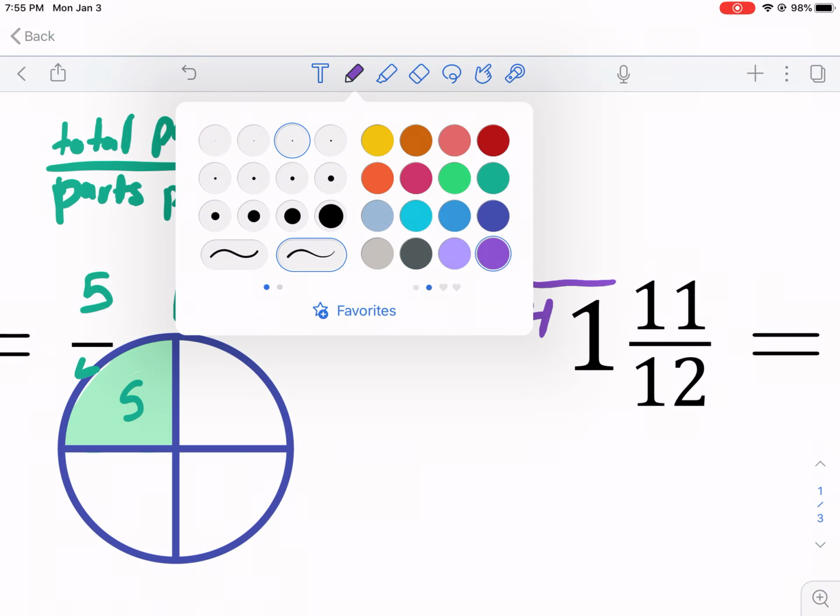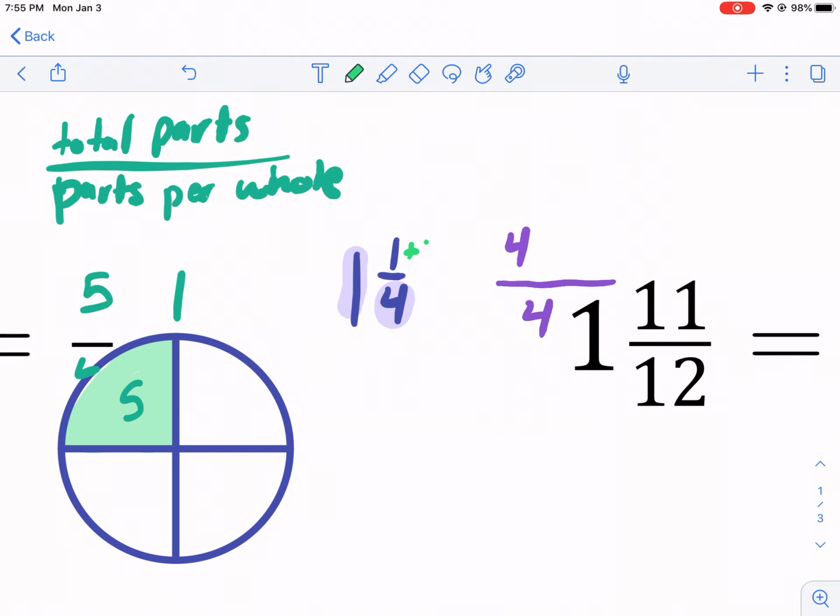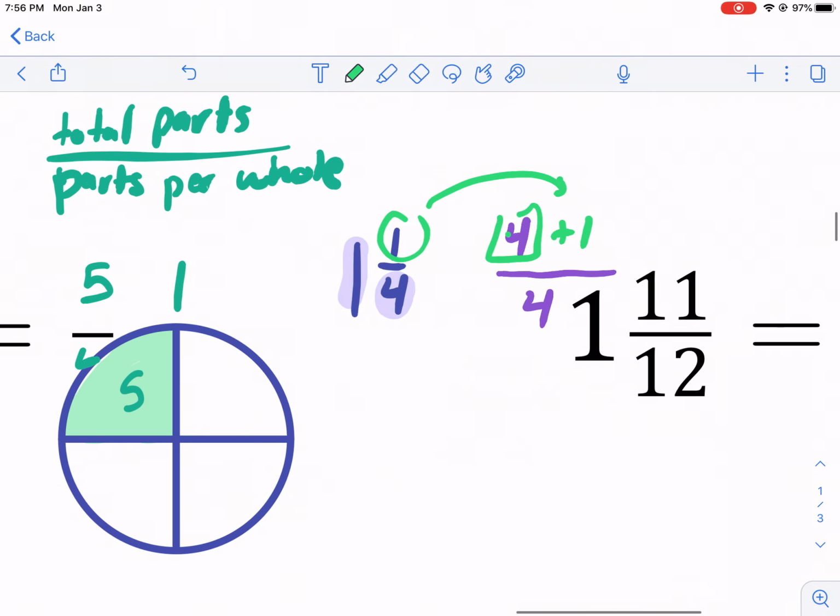Let me actually change the color. So we're going to add 1 over here because that is another part. Whoops, let me get rid of that. I think my eraser is too big. Yes, it is. Okay, so essentially this is my extra part. These were the wholes right here. That was the whole. And I have that one extra part, so this becomes 5/4.